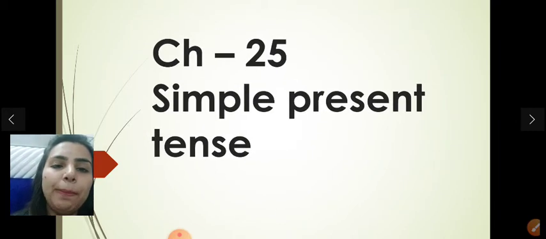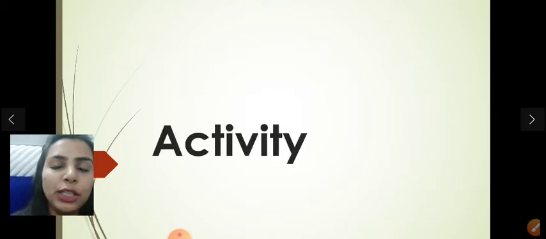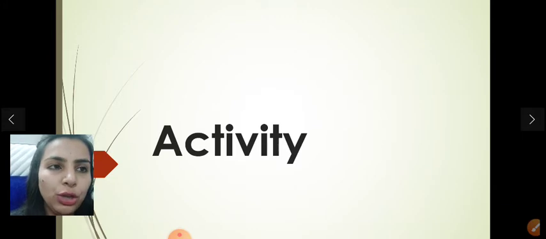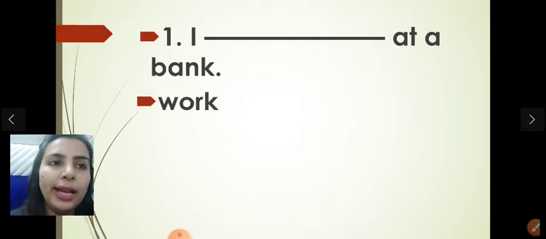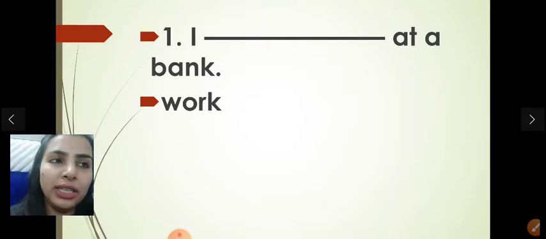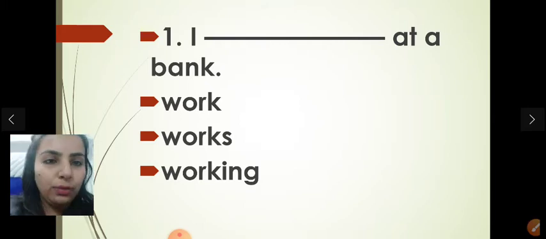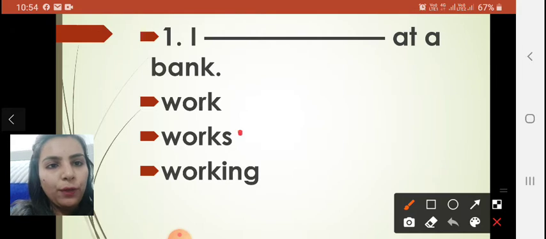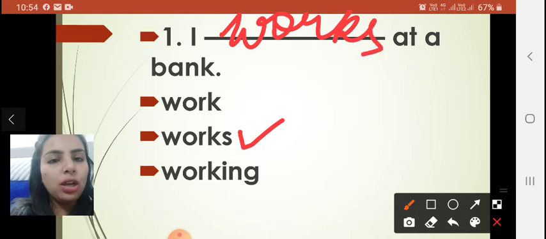Chapter number 25, simple present tense. Again, we are going to perform some activities of the simple present tense. Our first one is, again, you have to fill the blanks. I blank at a bank. Now, you have to make these sentences in the present form. I work at a bank. No, I works. We use S or ES at the time of present. So, I works at a bank. It makes it present. Now, second.